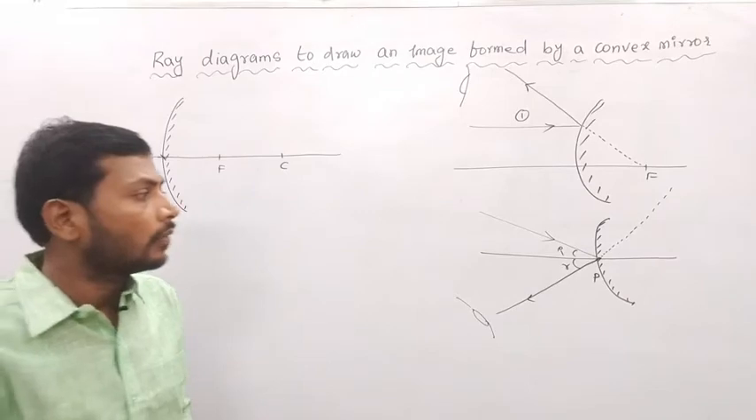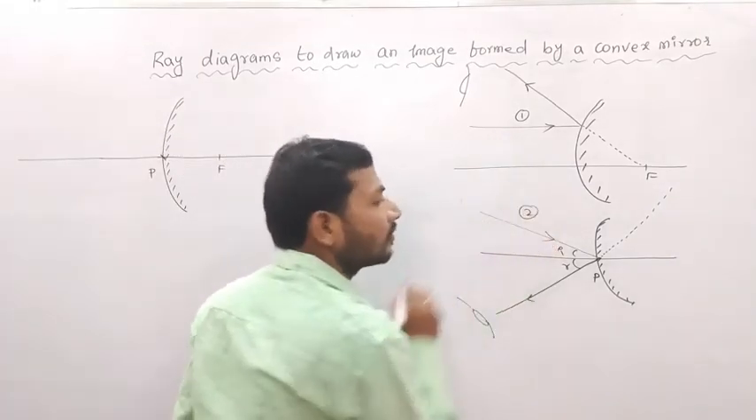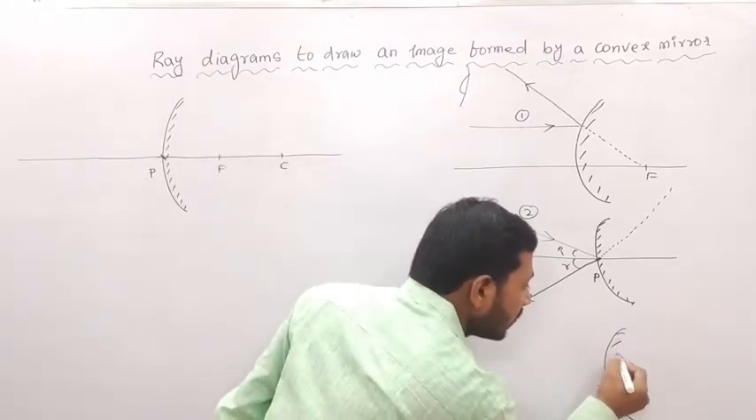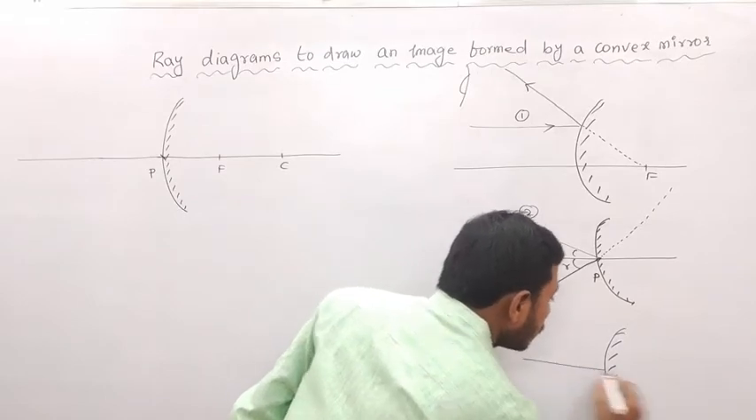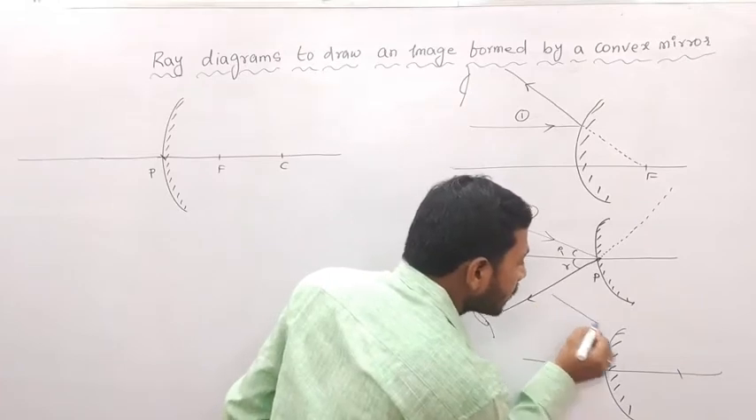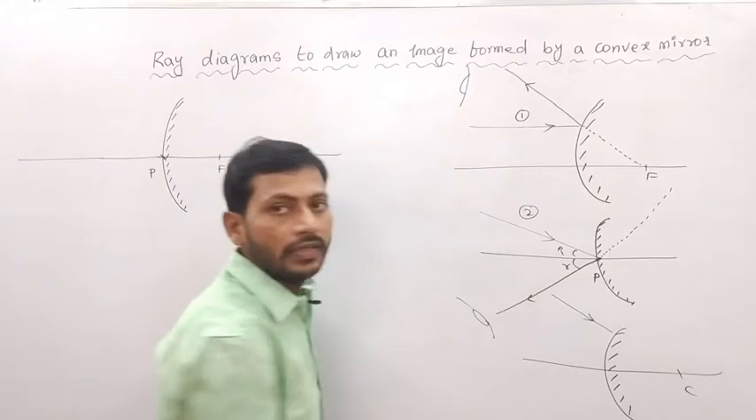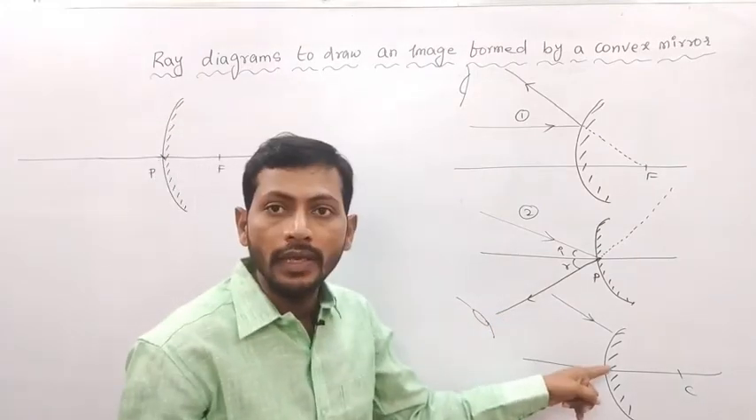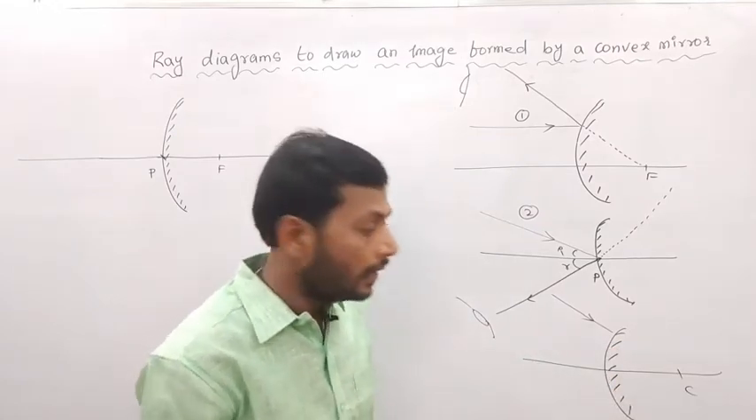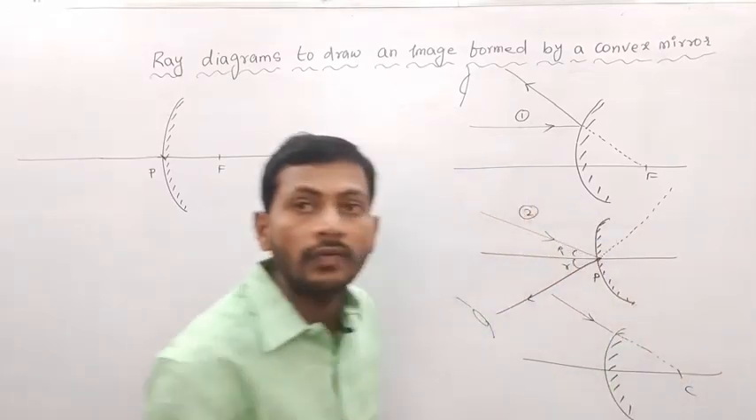This is the first rule, this is the second rule. I am going to take another rule. This is a very easy rule, and I hope you can say it very easily for me. That rule is: when the ray is falling directly at the center of curvature, this is the center of curvature. Now the ray is falling directly at the center of curvature, meaning if I imagine this ray, it is passing through the center of curvature.